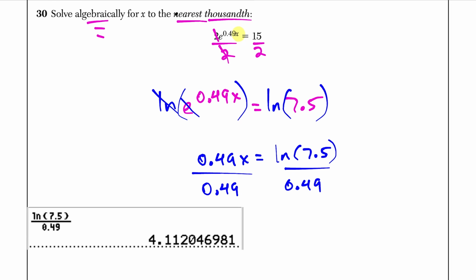But remember, we're rounding to the nearest thousandths place. So we're going to look 3 digits after the decimal. And over here we have a 2. We look to the right and there's a 0. So we're rounding down. We could say x is equal to 4.112. And this is our solution to question 30.